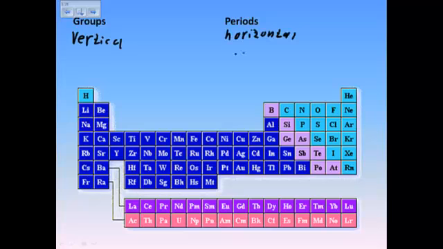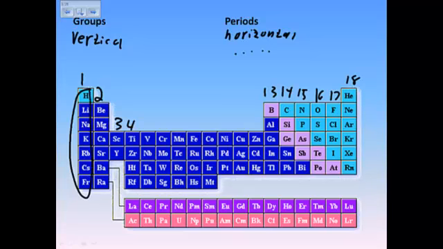I always thought of this little trick to think of periods as horizontal. But vertical groups, those are easy to recognize because those are the big numbers on top of each vertical column. Now, why is this important? Because groups have very similar properties.